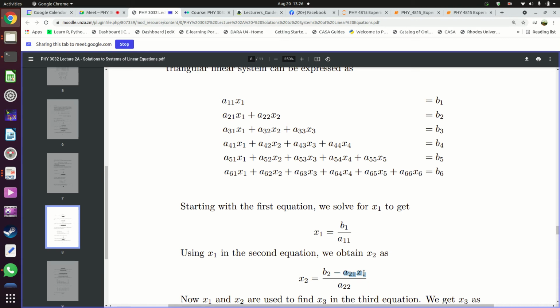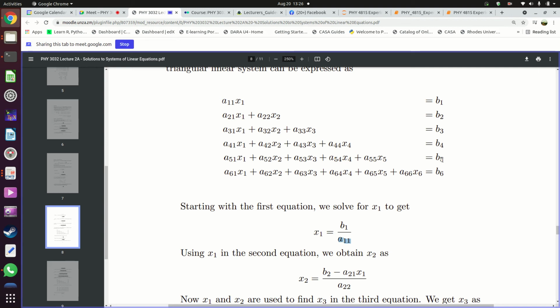So we keep on subtracting something from these b values, this b3, this b4, this b5, this b6. Depending on what it is, you can find out how much you need to subtract. So for b5, we know we'll have to divide by a55. But just doing b5 divided by a55, that's not it. There's something which we need to subtract from here.